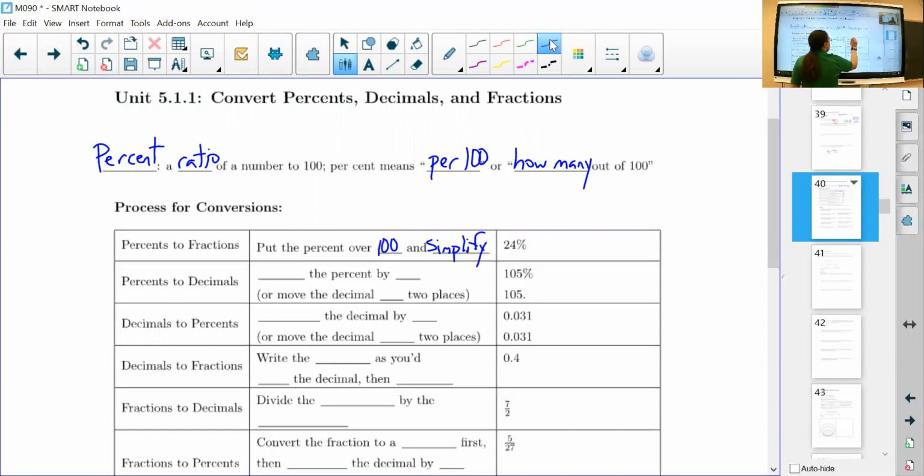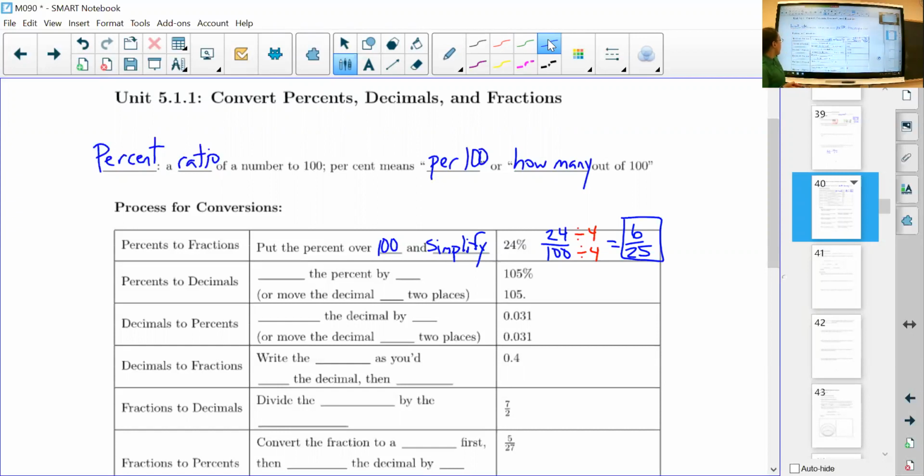So 24%, we have 24 over 100. I noticed that 4 goes into both of those. Could have done 2 twice, but I'll take out the 4. It's a little faster. I get 6/25. 6 and 25 are relatively prime, so there's my answer. 24% is the same as 6/25.